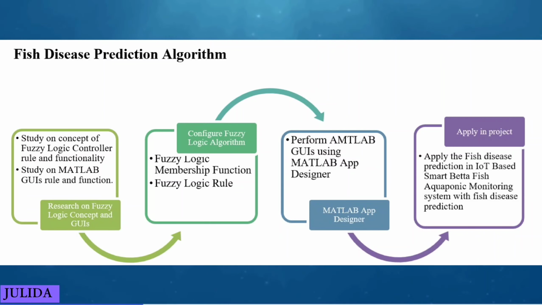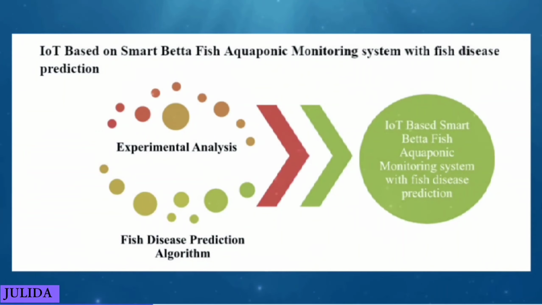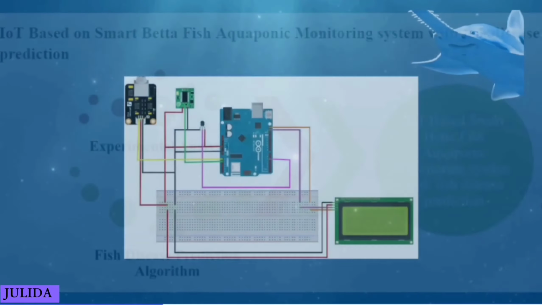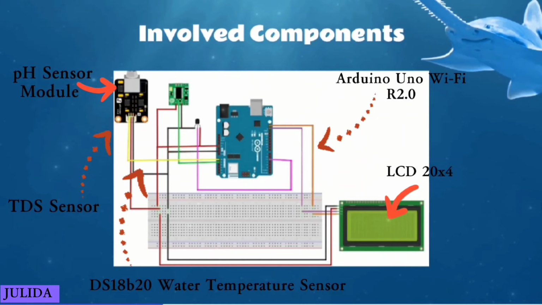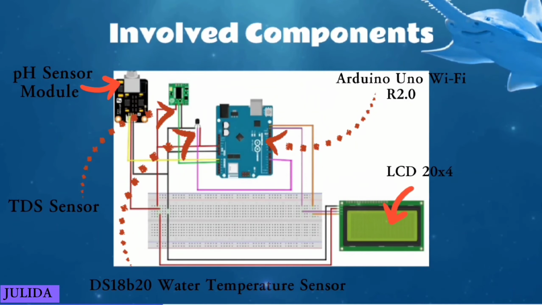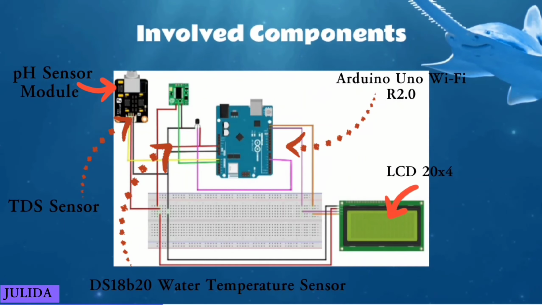In contrast, work is done in the second half to create an algorithm that uses a MATLAB graphical user interface based fuzzy logic controller to predict the fish disease using water quality parameters. The two sections will then come together to provide an IoT-based smart aquaponic monitoring system with a fish disease prediction. This is the project schematic diagram, labeled with the components used in this project. On the next slide, I will provide an explanation of each sensor function.